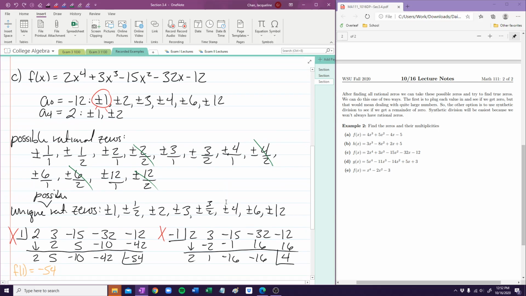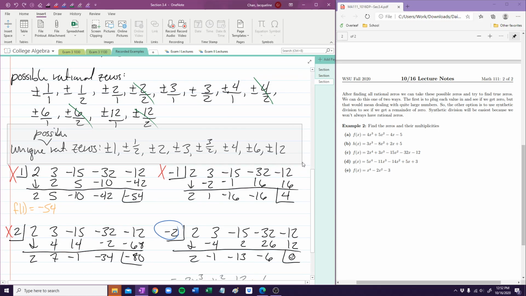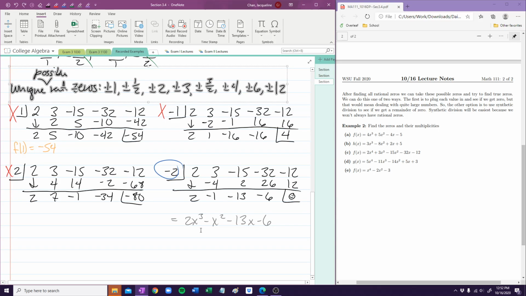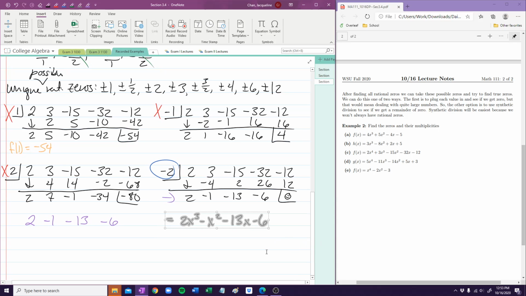Luckily, we do not. We just still have to. You can, but that's just extra work. We can still use these. I'm going to do this in a different color just to show you what we're going to do. We're away from the 2x to the 4th plus 3x cubed plus all of that, and we're just going to focus on the 2, negative 1, negative 13, and negative 6. What you could have done is just pulled these numbers right away. You did not need to rewrite this.